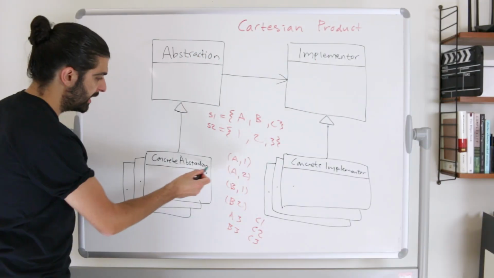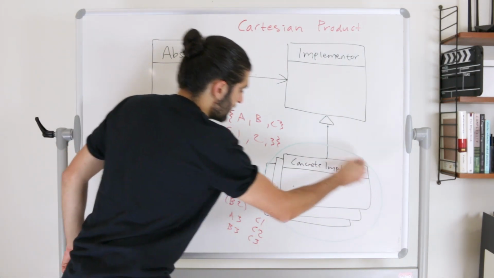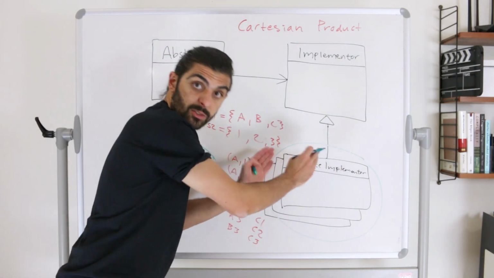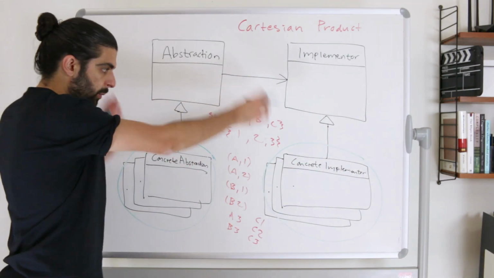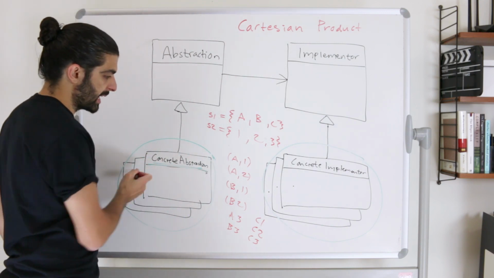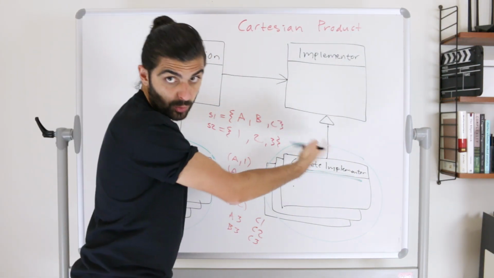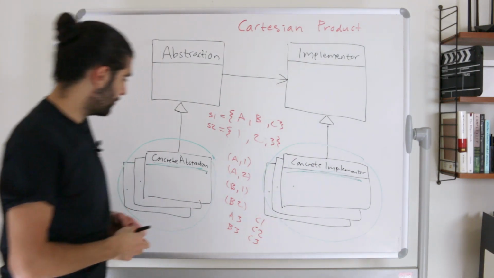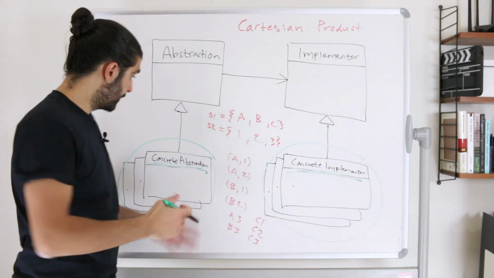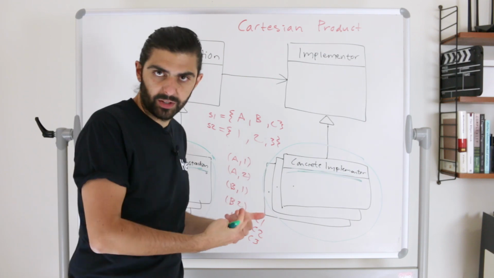Well, if you think about it, this is set A, or sorry, I should say this is set 1, and this is set 2. So, if you think about what we said before, we want to be able to pair up any of the concrete abstractions with any of the concrete implementations, or any concrete implementors. Which means that if we have 10 concrete abstractions here and 10 concrete implementers here, the Cartesian product is going to be huge.